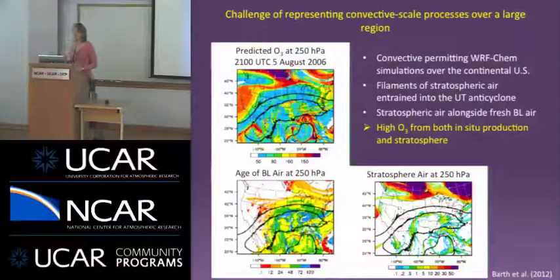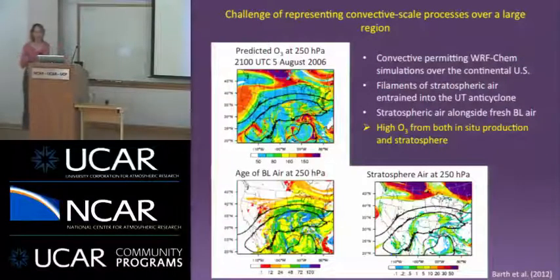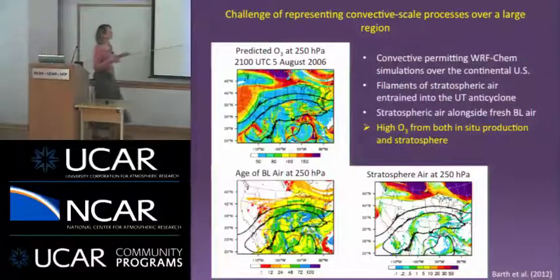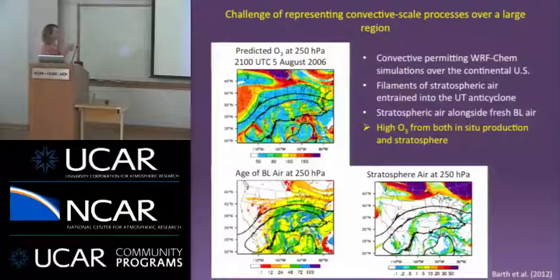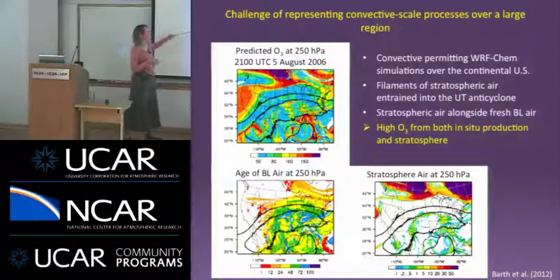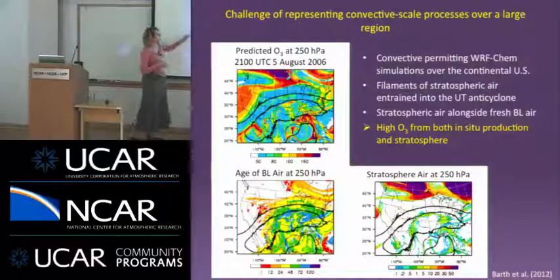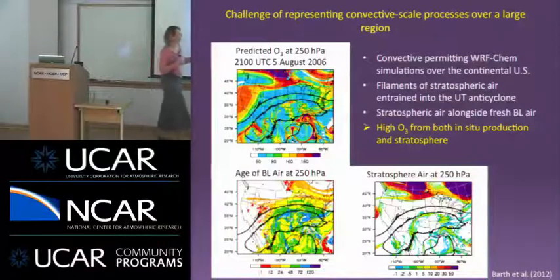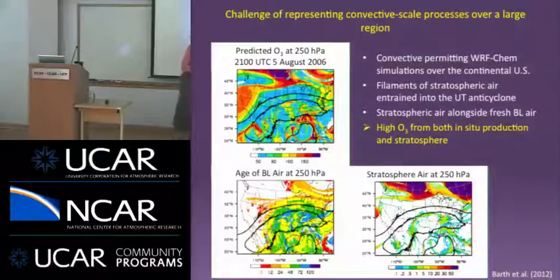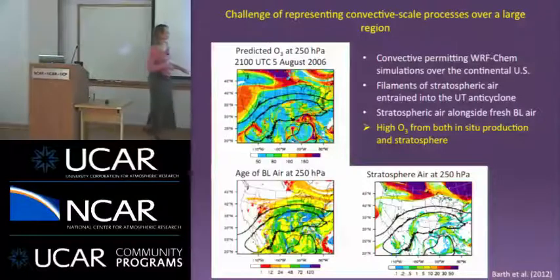This WRF-CAM simulation was done at convective-permitting resolution, so at 4-kilometer grid spacing over the entire continental US, and was integrated over a several-week time period. And what these plots are showing you is all the structure that's in ozone over this 250 millibar region. You see regions of low ozone as well as regions of high concentrations. And really what's interesting are these filaments. And you can see from a tracer of stratospheric air that many of those filaments are related to the stratosphere.